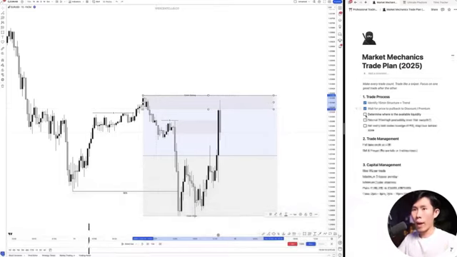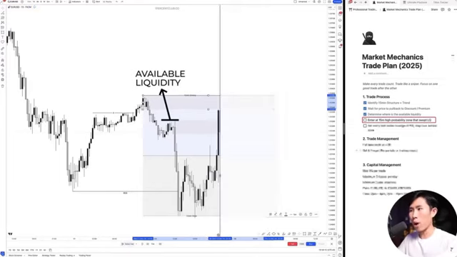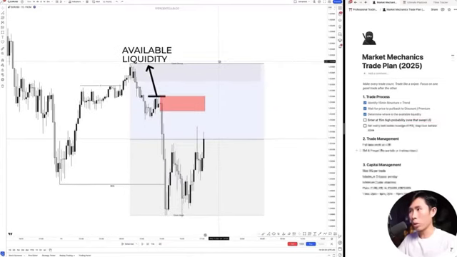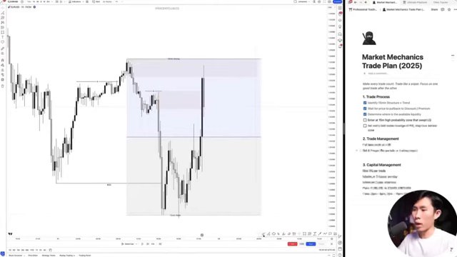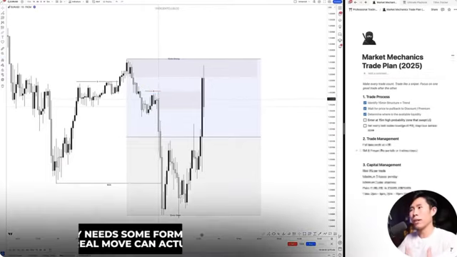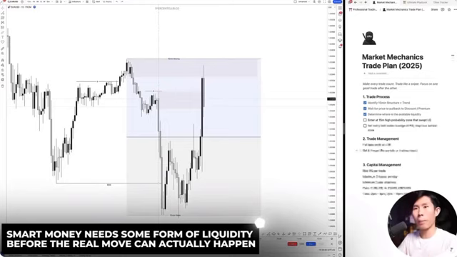So we have determined where the available liquidity is right here, which means when price actually comes up and approaches this particular supply zone, we want to see this liquidity swept first, right? And just as expected, price did not hold at this supply zone whatsoever, because once again, this is where all the retail traders who enter for a sell right here place their stop loss above these highs. So remember, smart money needs some form of liquidity before the real move can actually happen.